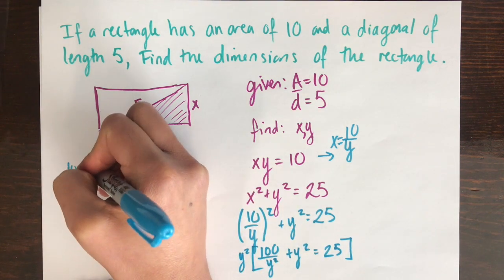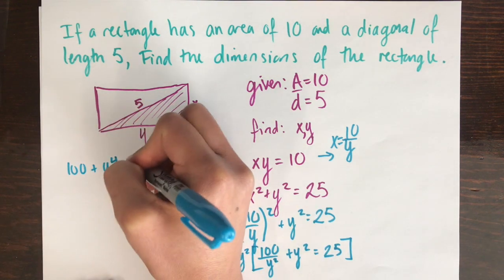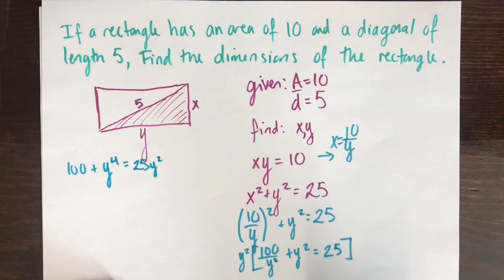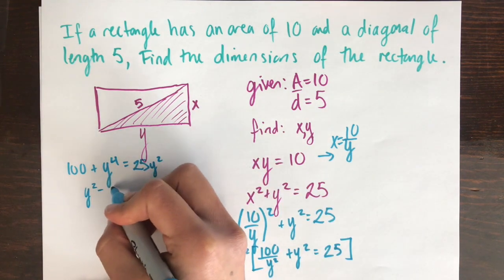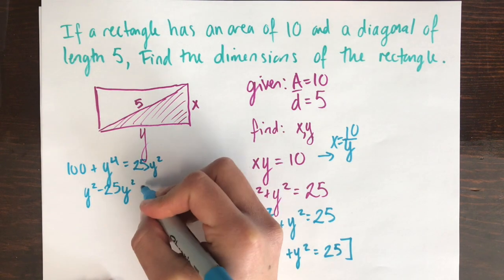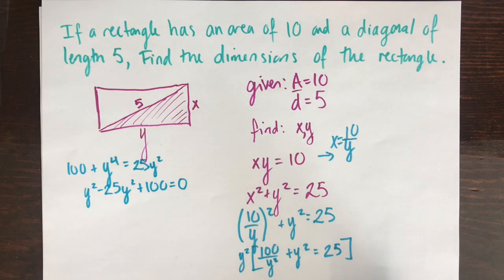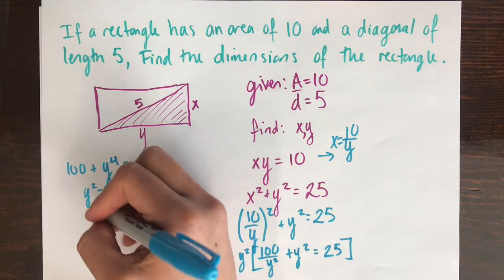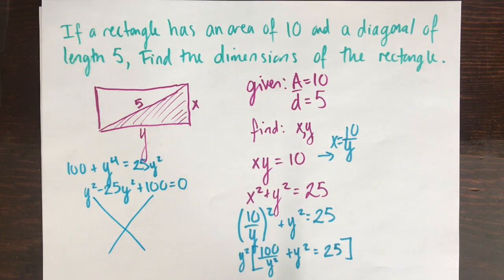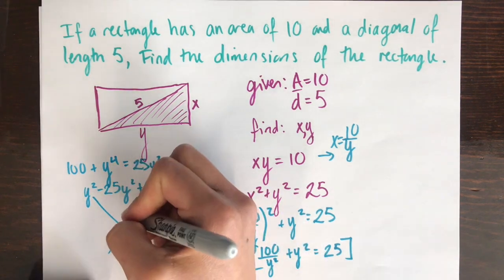So I end up with 100, because the y squareds cancel, plus y to the fourth equals 25y squared. So I'll just rearrange that so that I have it in the normal quadratic form. It should be y to the fourth there. I'll change it in a second. Y to the fourth minus 25y squared plus 100 equals 0. So I'm going to factor this.